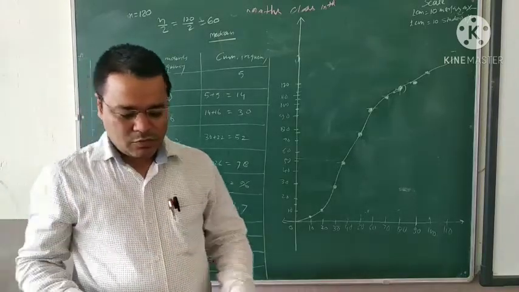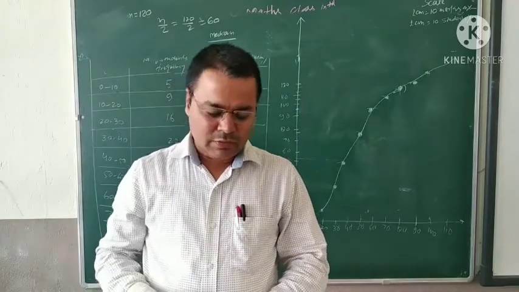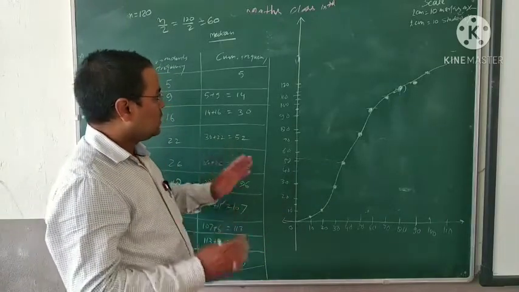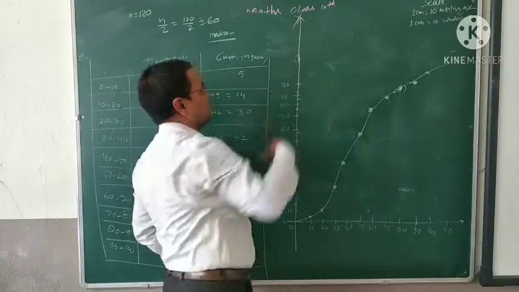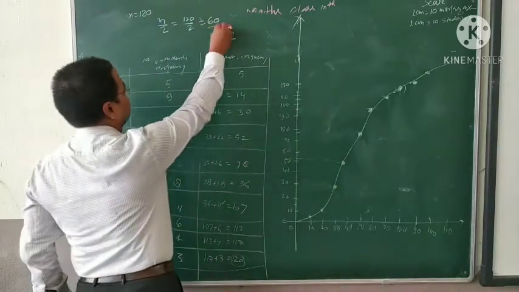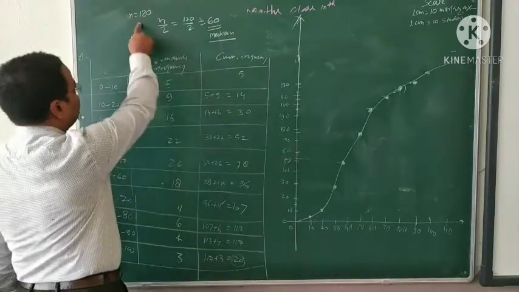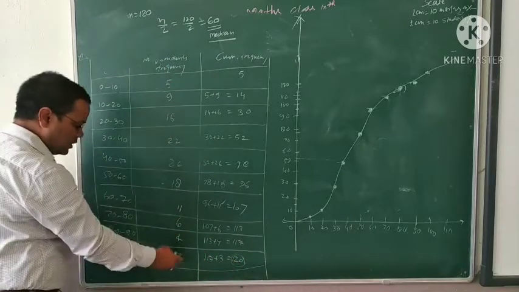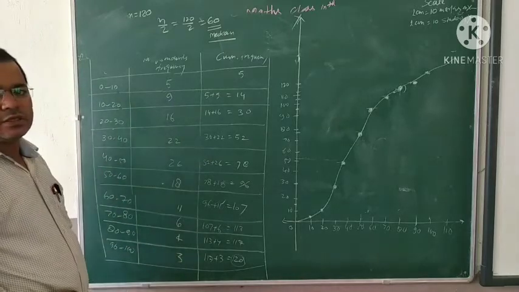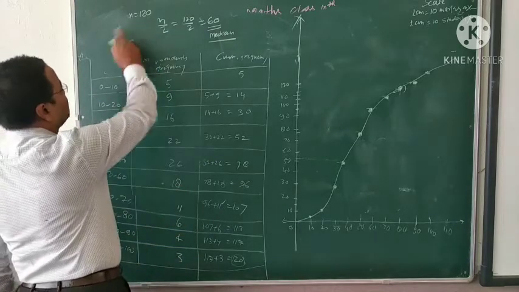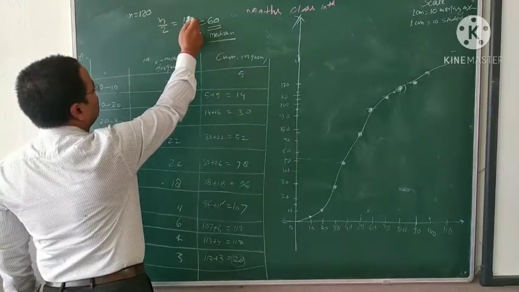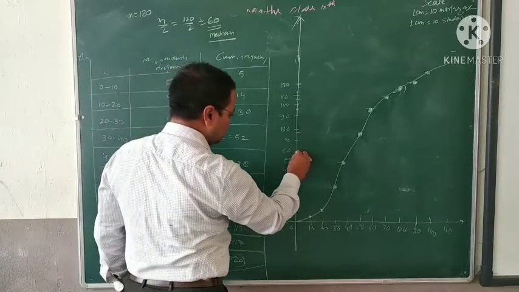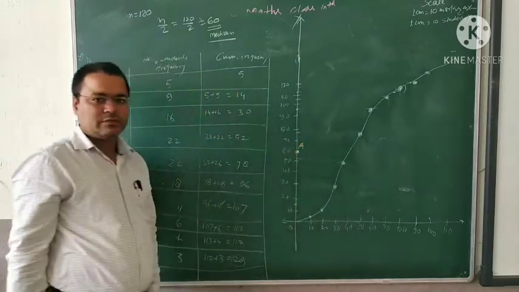Now how do we find it? We concentrate on the y-axis and find where 60 is. First we find n. N is equal to 120, the total number of students taking part in this test or exam. n by 2 is equal to 120 by 2, that is 60. Now we find where 60 is. This is the point A.